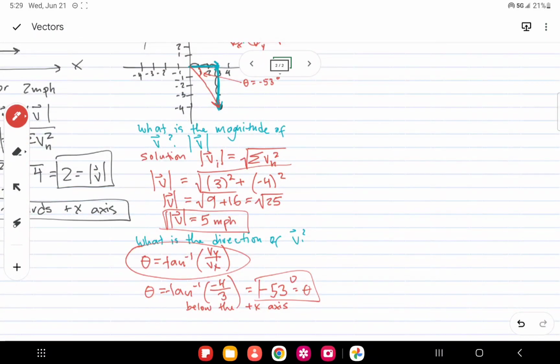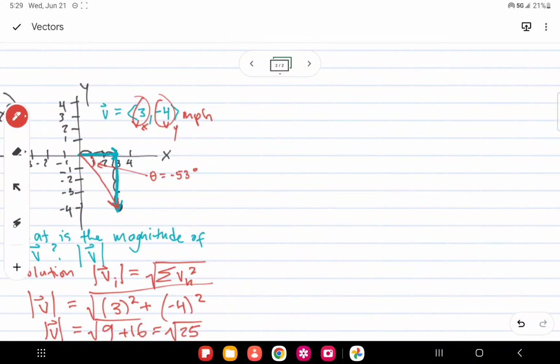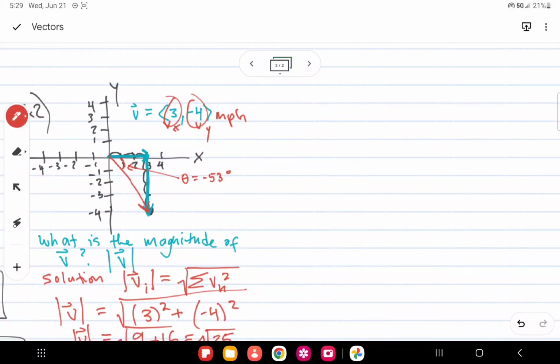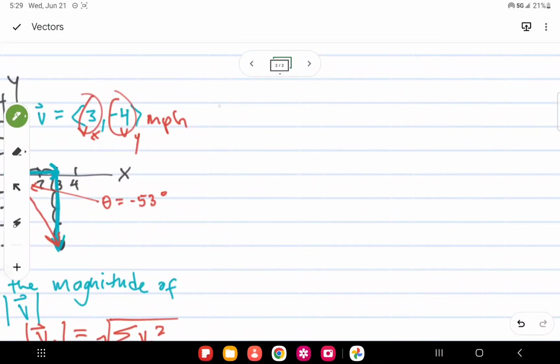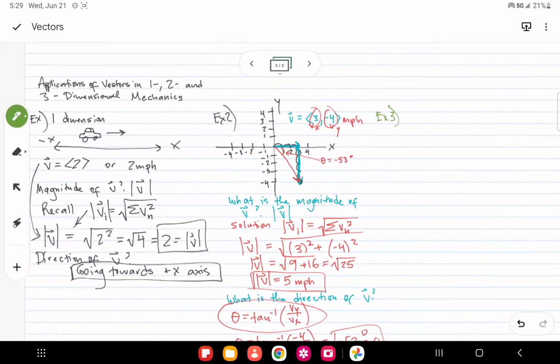Okay, now let's head on more to a 3-dimensional vector. Example 3. I will not be doing this visually, so we'll just go over the math using the formulas we've learned, which is the magnitude, using the components of the vector, and using this formula for the magnitude.